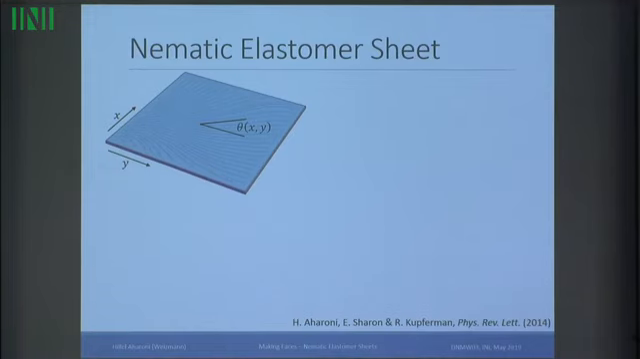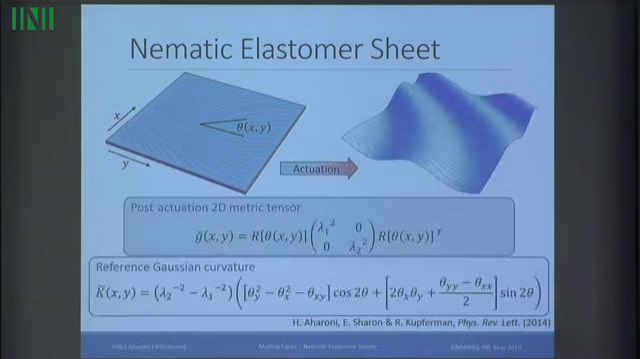So when you take such an extended sheet and it has some angle of the director field theta within the plane, then once this is actuated and each bit here contracts by a factor of lambda 1 along the director and by a factor of lambda 2 in the perpendicular direction, the entire sheet takes a new geometry. You can explicitly write the post-actuation metric tensor. It looks like an expansion by factors of lambda 1 and lambda 2 rotated with respect to your global Cartesian coordinates by some amount.